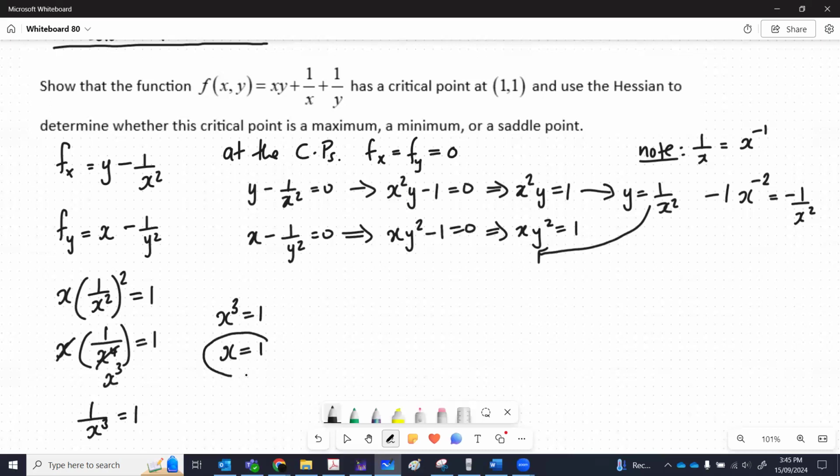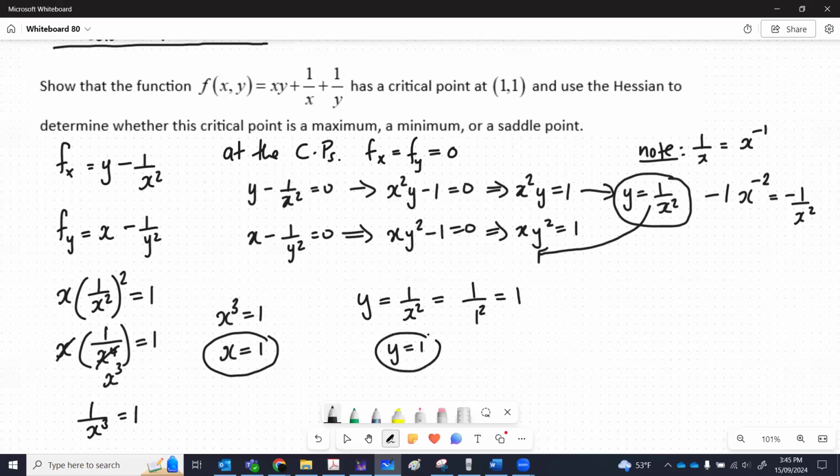Okay, so now we have our value of x. We come back to the formula for y. We know that y is equal to 1 over x squared. So this is 1 over 1 squared, which is 1. So x is equal to 1, y is equal to 1. Therefore the critical point is (1, 1). And we have shown that, because part of the question said to show that it has a critical point at the point (1, 1).